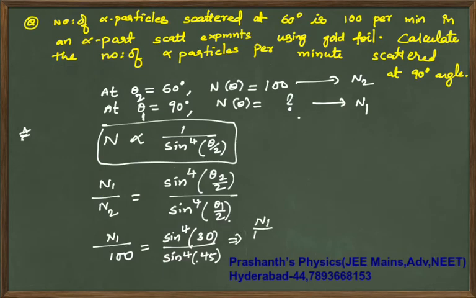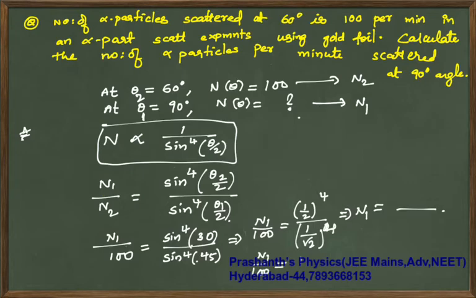So that implies n1 by 100 is, sine 30 is 1 by 2, so 1 by 2 whole power 4, by sine 45 is 1 by root 2 whole power 4. From here you can calculate the value of n1. So you should be getting n1 by 100 is equal to 1 by 2 power 4 is 16, times root 2 whole power 4 is 4, because root 2 whole square is 2, 2 square is 4. So 4 ones are 4, 4 fours are 16, 16 by 4 is 25. So you are going to get 25 particles per minute. So this is your basic idea.